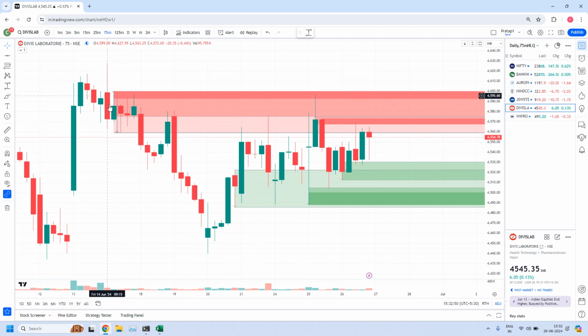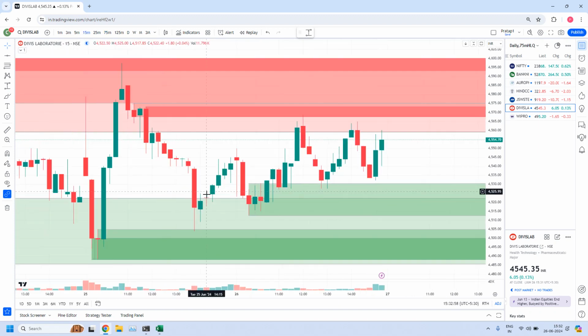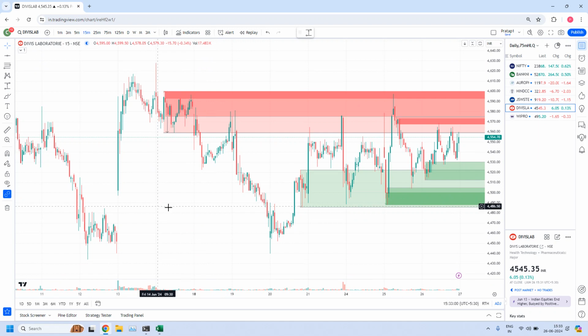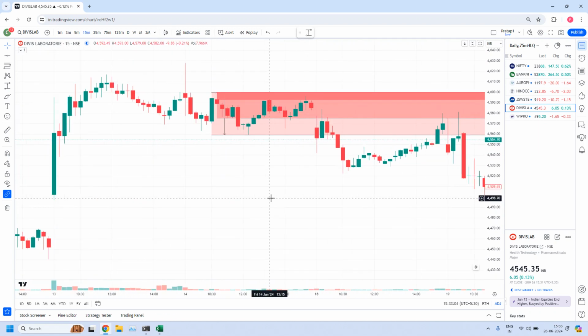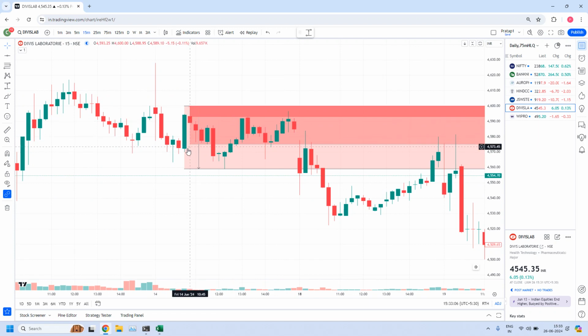We have a drop candle, 1, 2, 3, 4 base candles and a drop candle. This is the high liquidity 75 minute zone. This high liquidity 75 minute zone is fine tuned with the 15 minutes time frame. We have a rally, 1, 2, 3, 4 base candles and a drop candle.